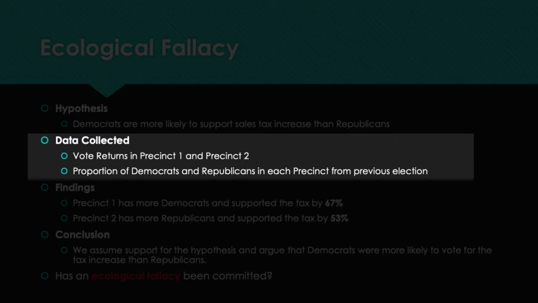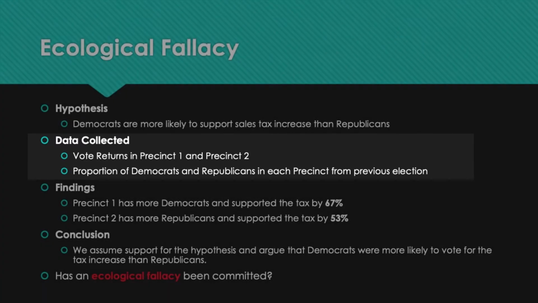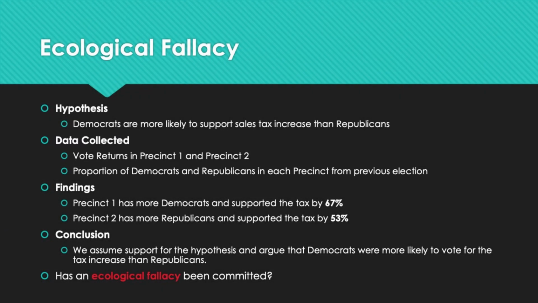This is on page, I think it starts on page 118 of your book if you're interested, but this is an example that I just stole right out of your book. So we've got voter returns in Precinct 1 and 2 for whether they supported or opposed the sales tax. And then we've also got data on the proportion of Democrats and Republicans in each precinct from a previous election or something. So our findings, what did we find in our analysis?